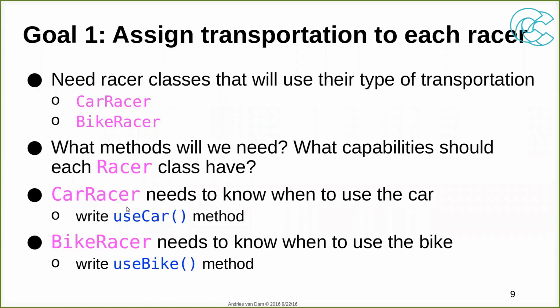So car racer, obviously it needs to know when to use a car, right? So there has to be an instance of car as the instance level variable within the car racer. And the same is for the bike racer. So there needs to be an instance level variable called bike. And it needs to make use of the use bike method. Because as it is pretty clear, bike racer makes use of the bike, and car racer makes use of the car, right?